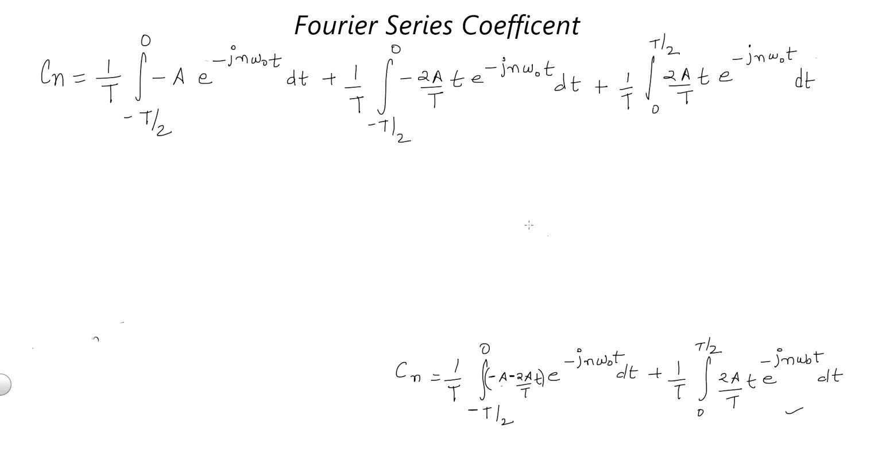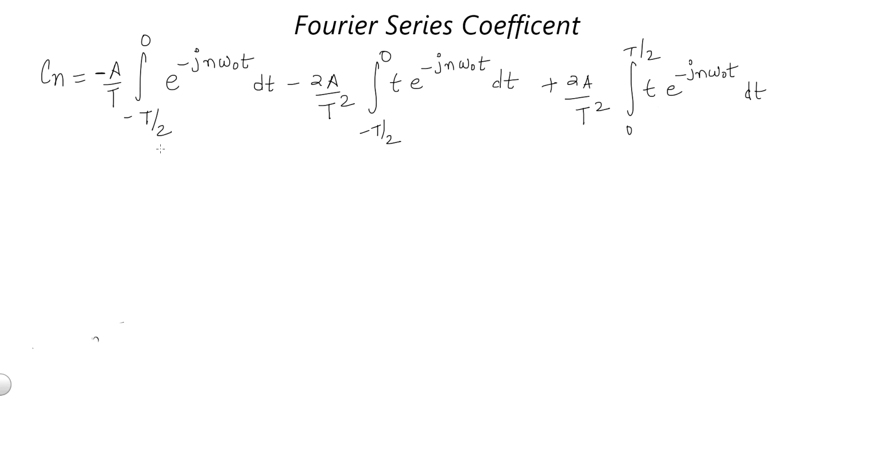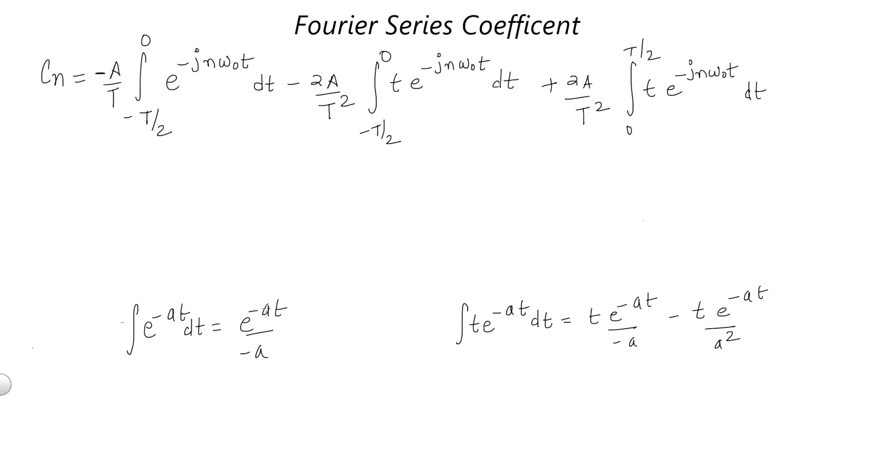Okay, now the first thing that we are going to do is take the constant out from each integral. This first integral can be evaluated very easily, but for these two integrals we need to use integration by parts. For the first integral we are using this formula, and for the second and third integrals we are using this formula. This is obtained by using integration by parts. We are directly using this formula.